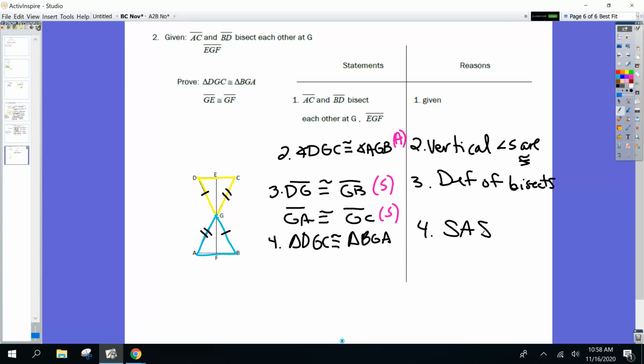No! CPCTC is only for sides and angles in the triangles we just proved congruent. And GE and GF, sorry to say, they're not in those triangles we just proved congruent. We need to get them congruent, though.